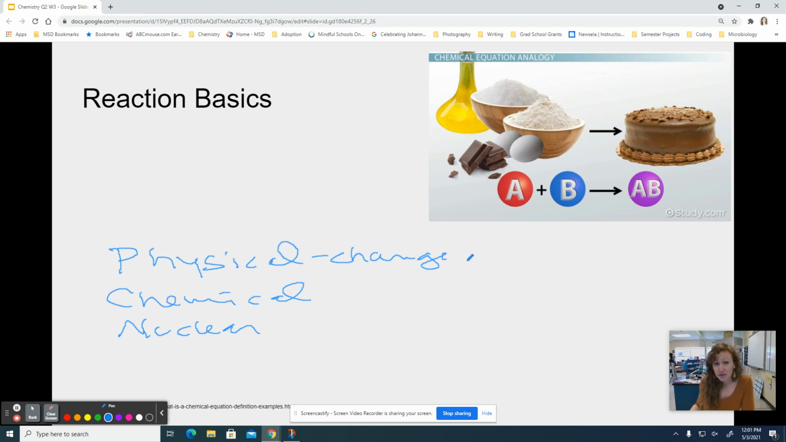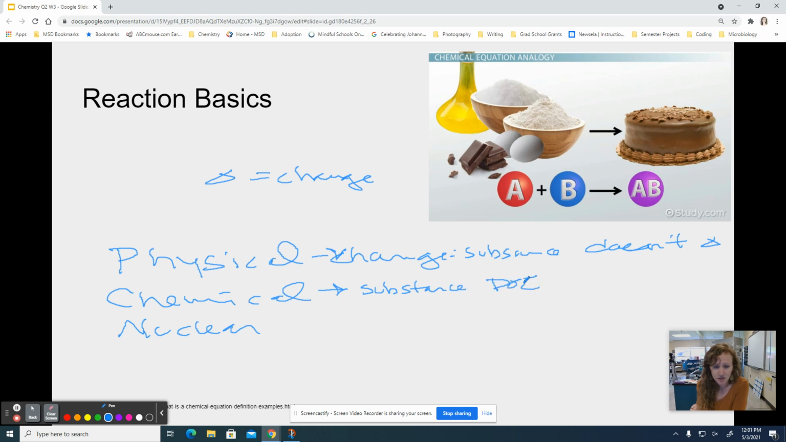So a physical reaction would be a change that occurs, but the substance you're dealing with is there in the beginning and the end. So the substance doesn't change. And that little triangle for me means change. A chemical reaction is basically based on the same definition. So it's a change that occurs where the substance does change. So if you get a new substance, you're dealing with a chemical change. If you have the same substance there in the beginning and the end, you're dealing with a physical change.